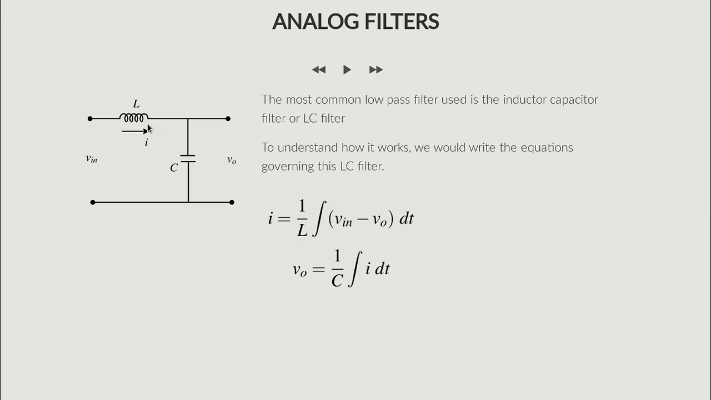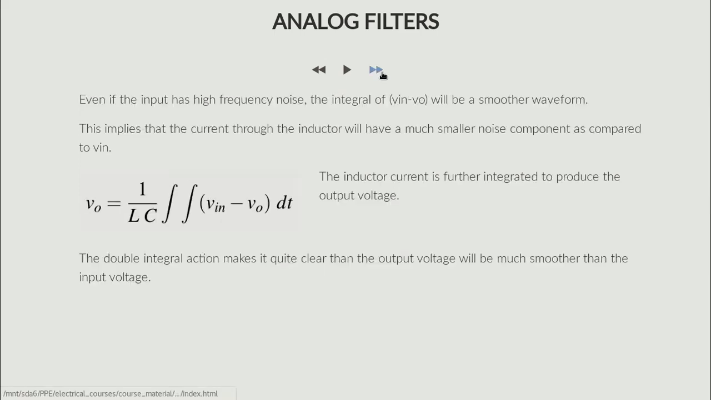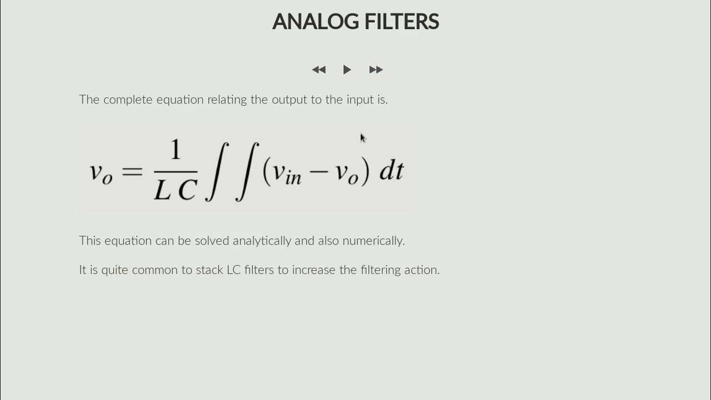I would suggest you go back to the previous lecture and review what I taught there to understand this better. Now let's look at this last equation a little better. I have blown it up in this manner. This is the complete equation that relates the output voltage to the input voltage. Of course the output voltage also appears on the right hand side. Now such an equation can be solved, and there are ways to solve it.